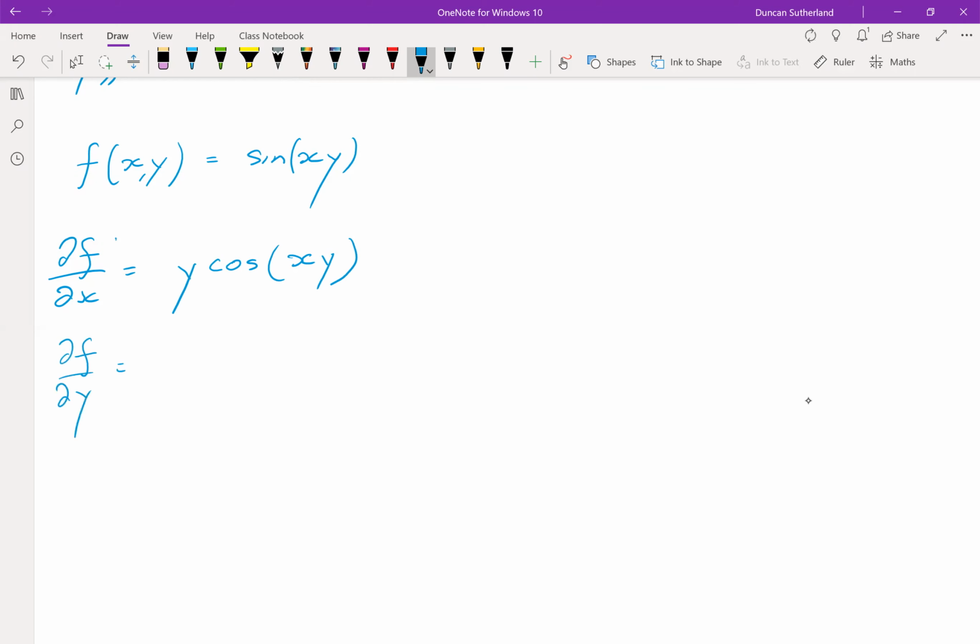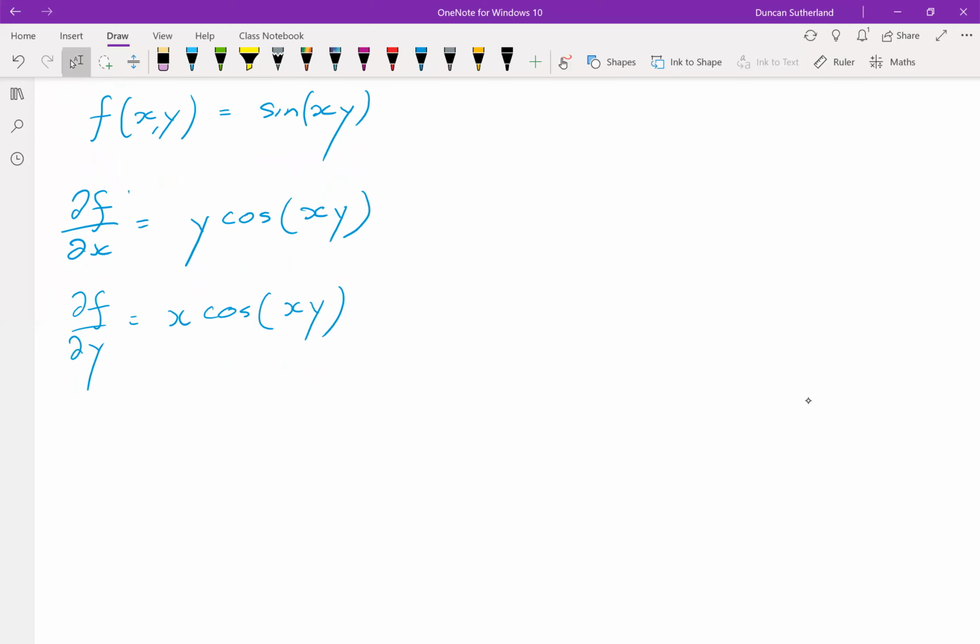df/dy is similar: cos(xy) that you get from differentiating the sine. Differentiate xy with respect to y, so x is constant. You get an x out the front, like so. All right, so that's just remembering our function of a function rule.